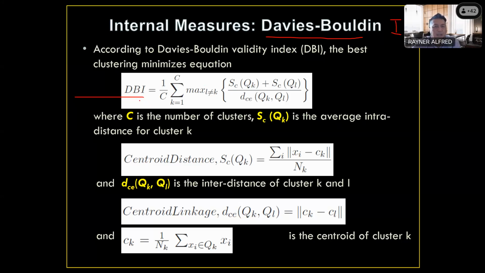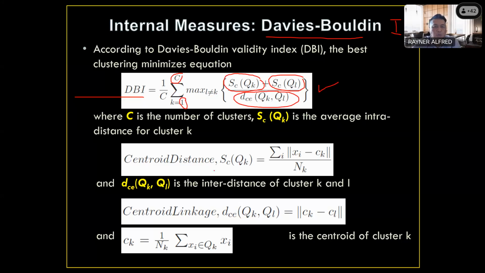So what happens is that for each cluster that we have, cluster 1 up to C, we look into the compactness of that particular cluster with respect to another cluster, and also the distance between the two clusters. So we are looking at two clusters at one time, and we look at the compactness and also the distance. I will show you how to do this.